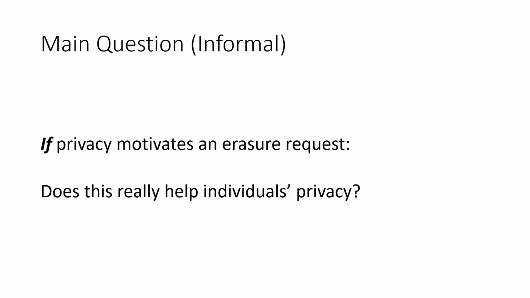We now pose a question. If privacy motivates such erasure requests, does doing machine unlearning really help the individual's privacy? This perfect model we get by retraining is built without this record E, so it seems to be unable to learn anything of E here. However, is that really the case?